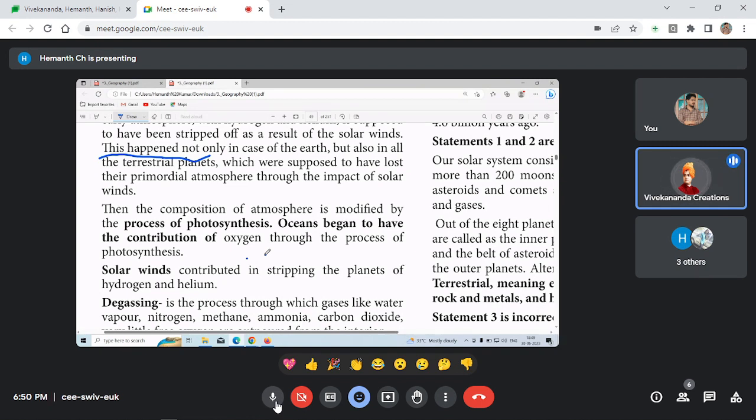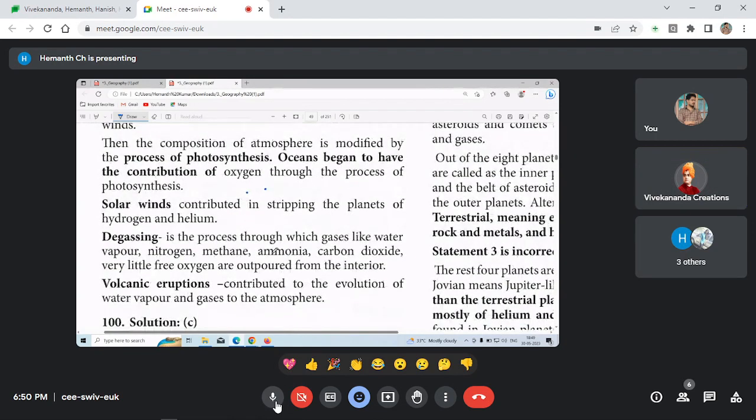Degassing is the process through which gases like water vapor, nitrogen, methane, ammonia, carbon dioxide, and very little free oxygen are outpoured from the interior. Volcanic eruption contributed to the evolution of water vapors and gases to the atmosphere. Okay, next.